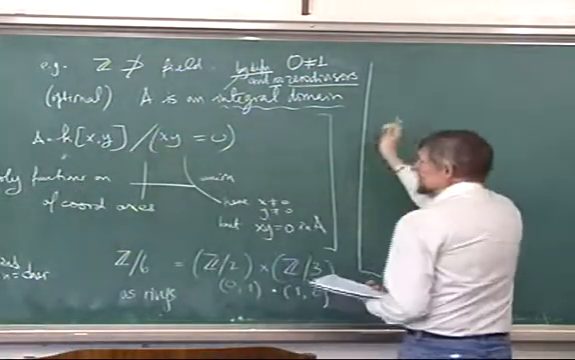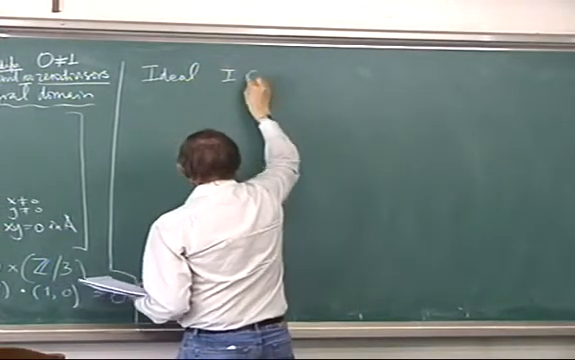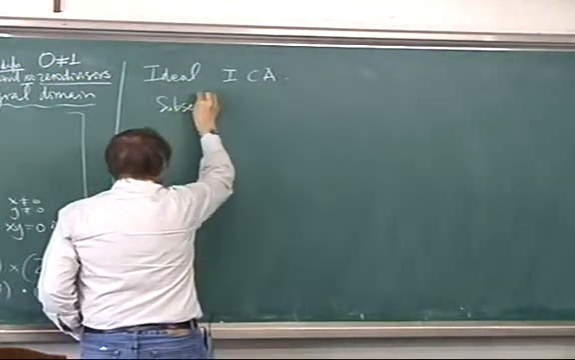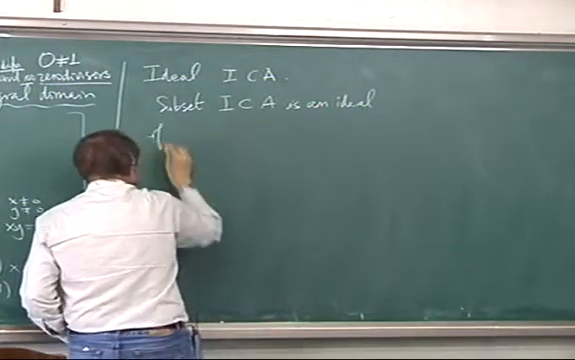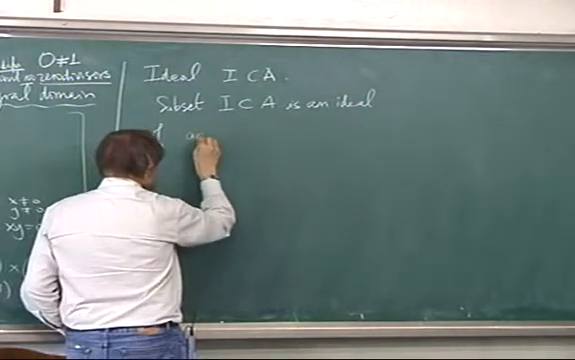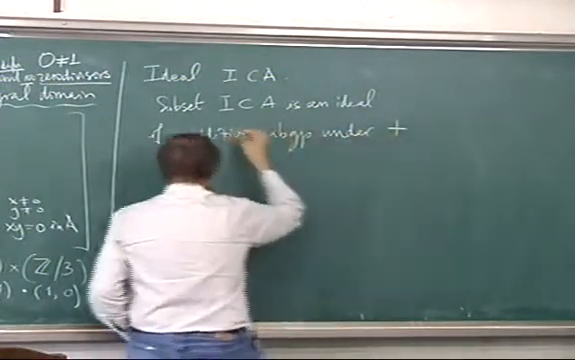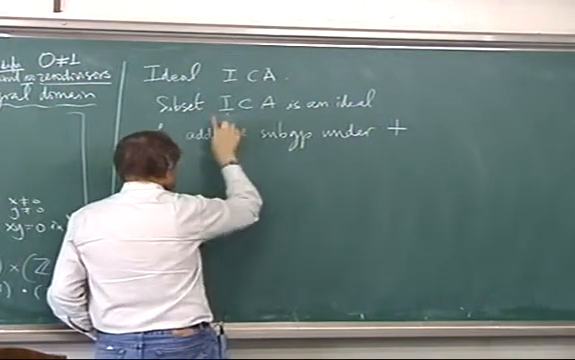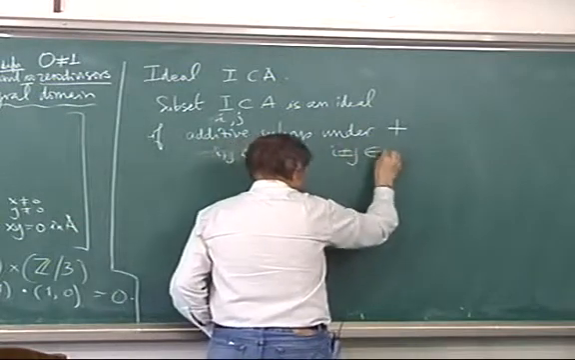Having said what a ring is, I want to say what an ideal is. I hope that this is already familiar to everybody. A subset I in A is an ideal if, first, it's an additive subgroup under plus. So if I take two elements i, j in I, then i plus or minus j is in I.